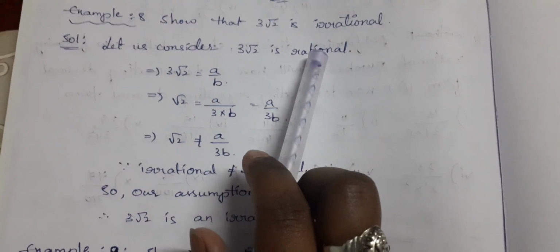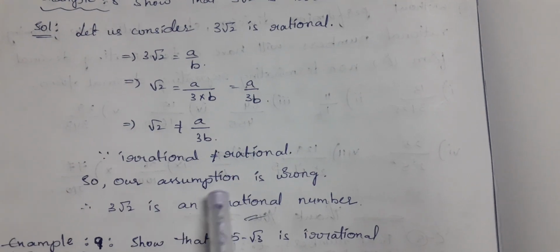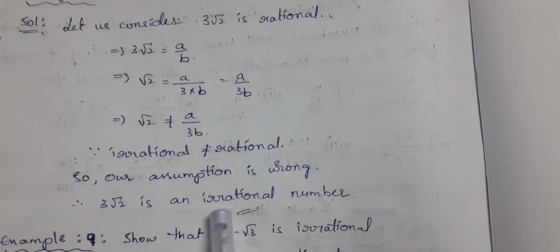So our assumption, what we assumed, was rational. Here it is proved it is not rational. So that's why our assumption is wrong. So 3 root 2 is an irrational number. Okay, so examples 7 and 8 are very easy.